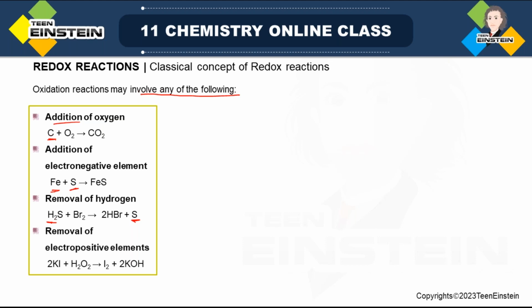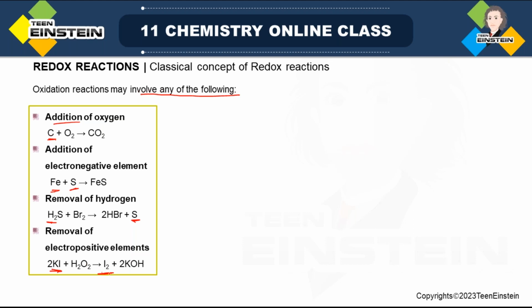Now the fourth type, removal of electropositive elements. So not just hydrogen; in place of hydrogen, there is removal of some electropositive element. So here, which electropositive element do we have? Just focus on potassium iodide. Here we have the electropositive element K, potassium. Now after the reaction there is only iodine.